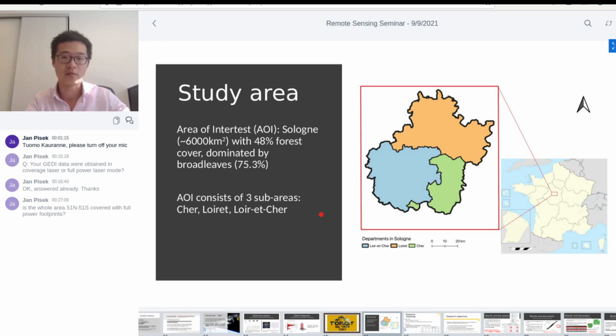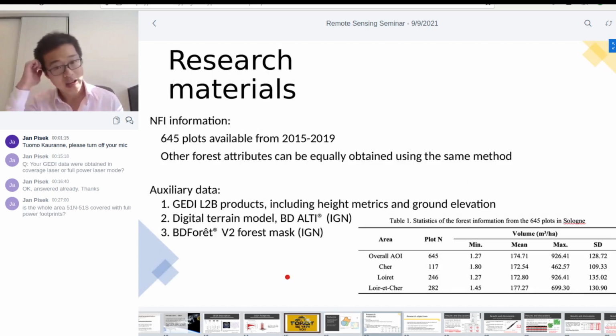And then for the data, we have NFI plots from 2015 to 2019. In this study, we only estimate forest volume, but of course, the same method can be applied to make estimation on other forest variables as well.